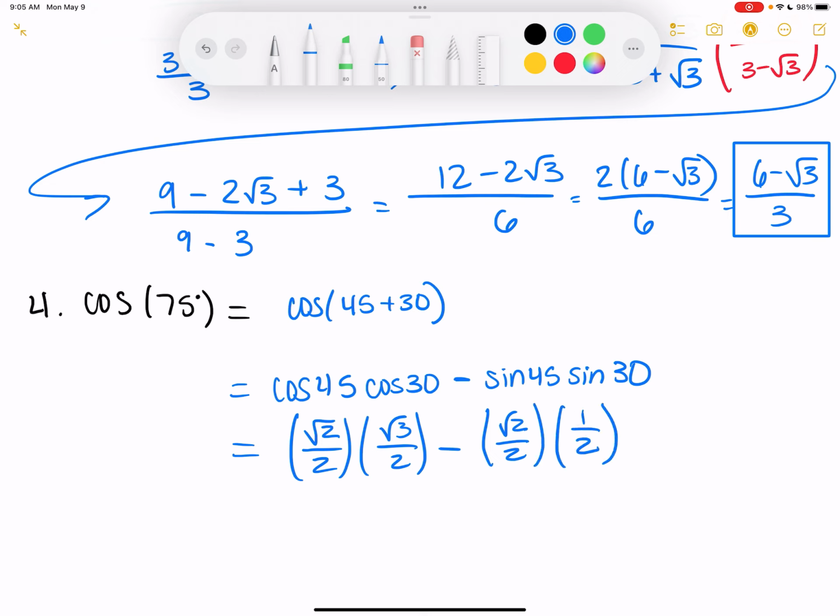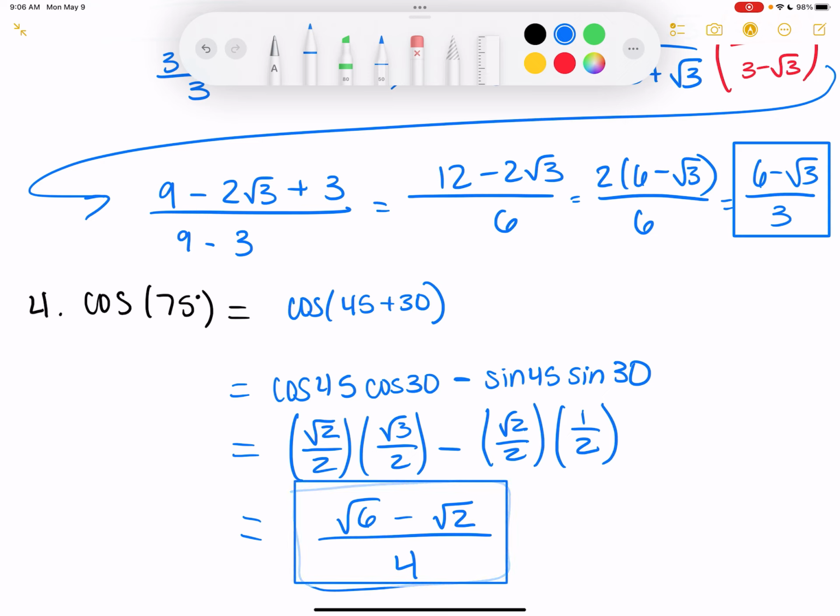So then I just need to simplify this. So square root of 2 times the square root of 3 is square root of 6. And then since both are 2's on the bottom, it's going to be 4. So I'm just going to do this as one step to save a step of writing. Minus square root of 2 times 1, just a square root of 2. And so then that's your answer.